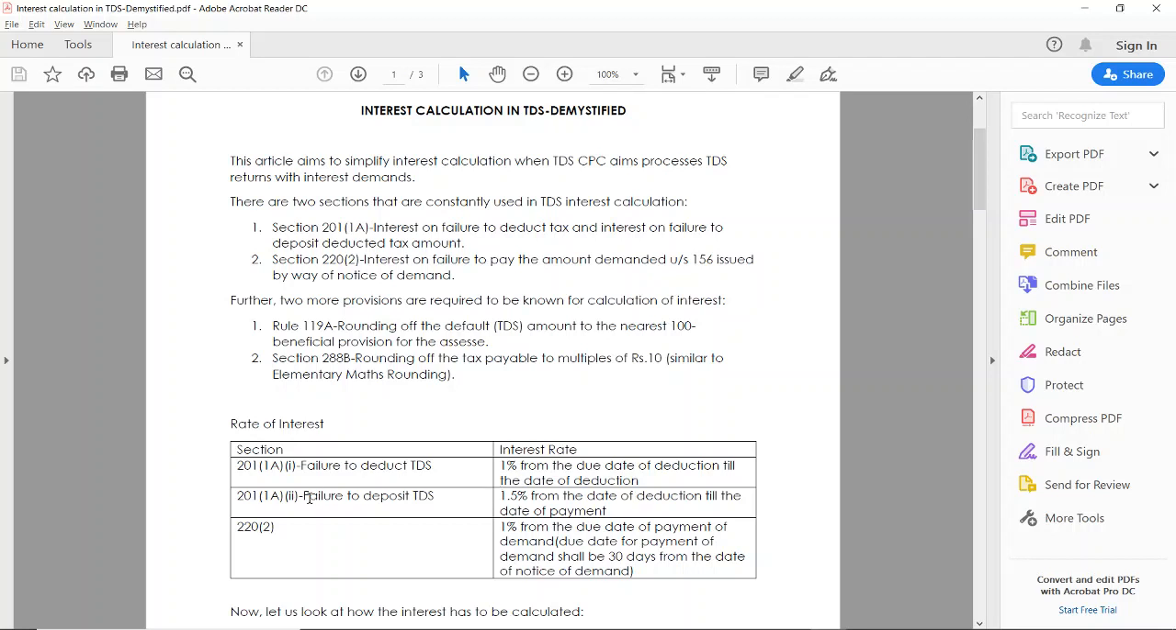Next is 201(1A)(ii), failure to deposit TDS. That is, once TDS has been deducted, one has failed to deposit it to the government by payment of challan, then 1.5% interest shall be applicable. In fact, it is from the date of deduction till the date of payment. And 220(2) speaks of interest at the rate of 1% for every demand which has not been met within 30 days of the demand being raised.